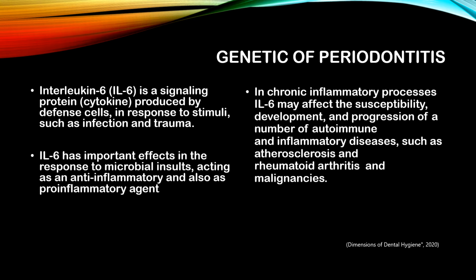The genetic component of periodontitis: interleukin-6 is a signaling protein produced by defense cells in response to stimuli such as infection and trauma. Interleukin-6 has important effects in the response to microbial insults, acting as both an anti-inflammatory and a pro-inflammatory agent. In chronic inflammatory processes, interleukin-6 may affect the susceptibility, development, and progression of a number of autoimmune and inflammatory diseases, such as atherosclerosis, rheumatoid arthritis, and malignancies.